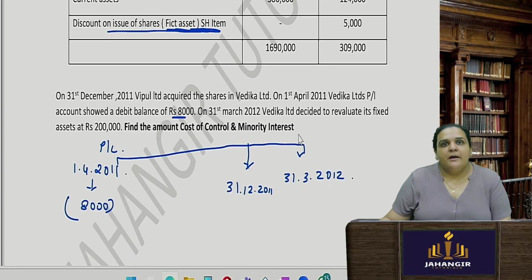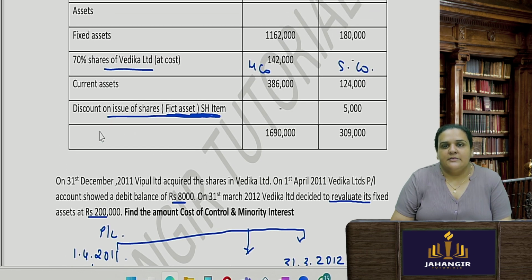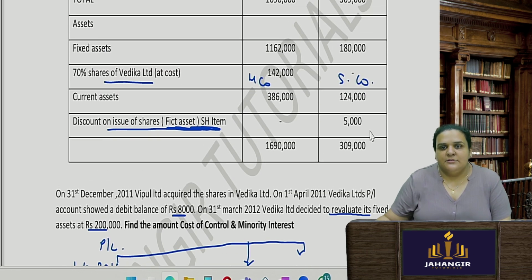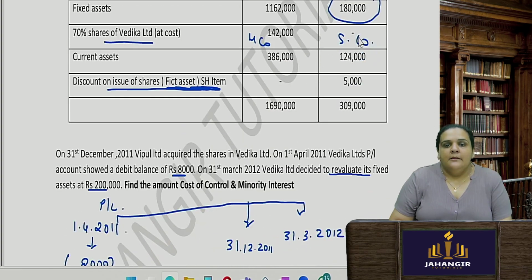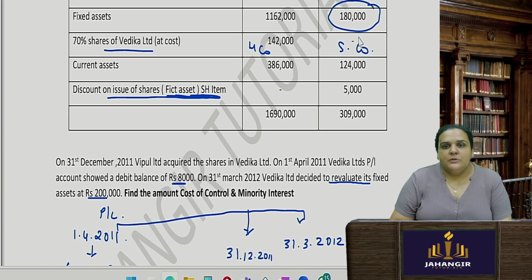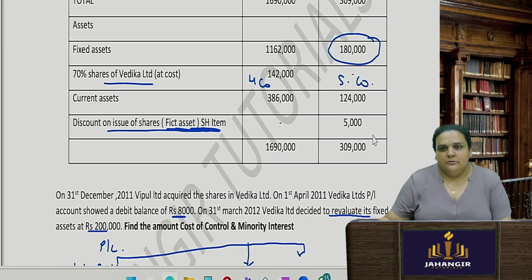On 31st of March 2012, Vedika Limited decided to revalue its fixed assets at rupees 2 lakhs. Find the amount of cost of control and minority interest. So Vedika Limited fixed assets were 1 lakh 80 on 1st April 2011 and on 31st of March 2012. But they decided to revalue it and put it at 2 lakh rupees. So if I am putting it at 2 lakhs, that means 20,000 will be my revaluation reserve.